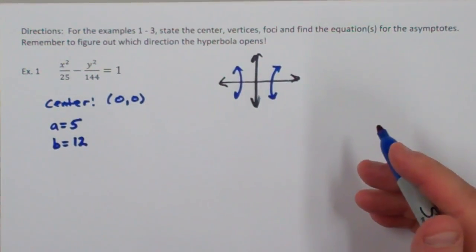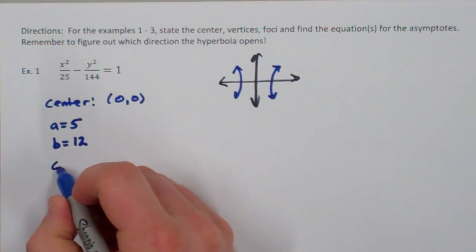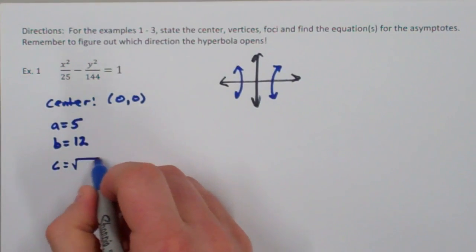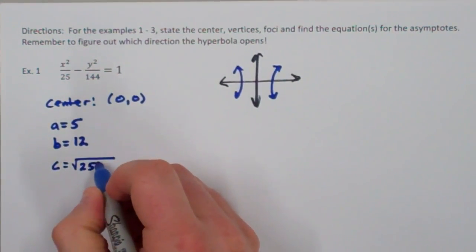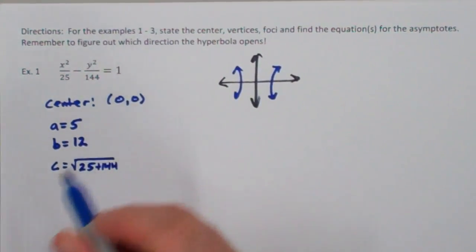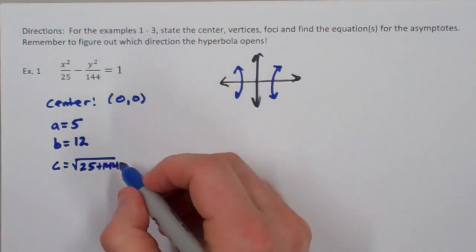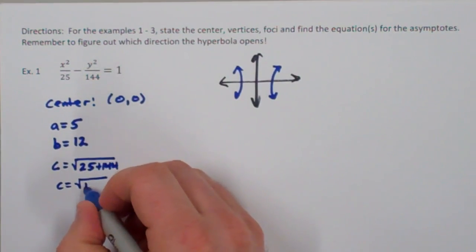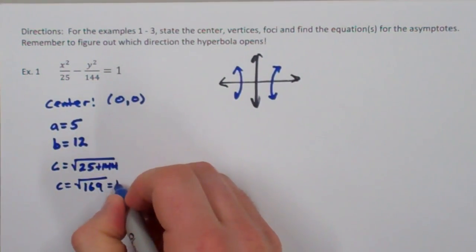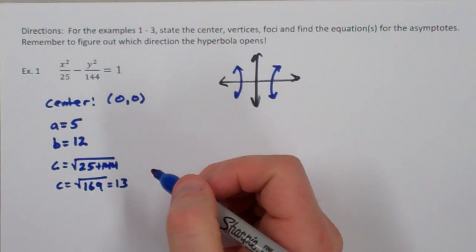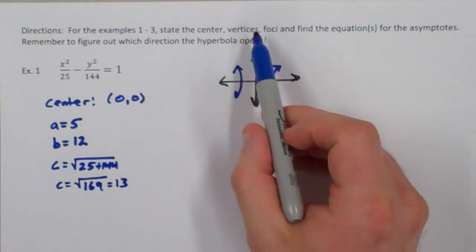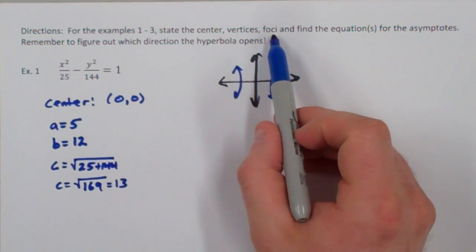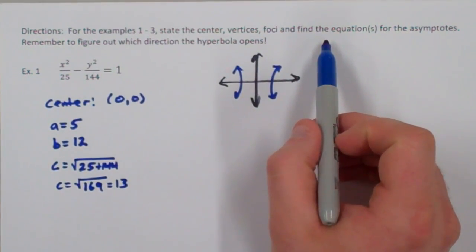Either way, no problem. To find c, what we need to do is take the square root of a squared plus b squared. So in this case, we've got c being equal to the square root of 169, which happens to be 13. We need to find the vertices, then the foci, then find the equations for the asymptotes.